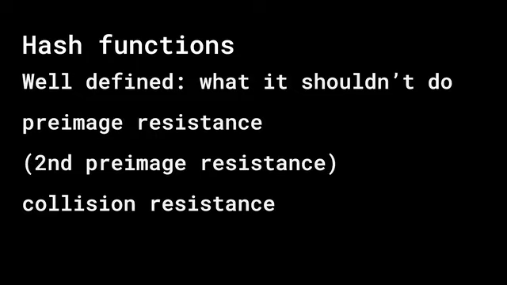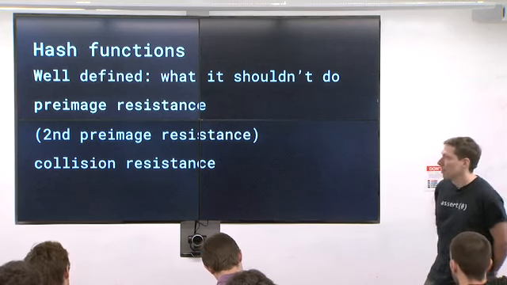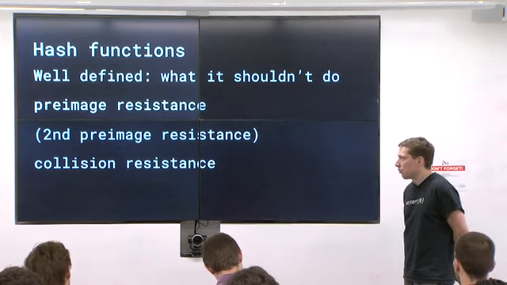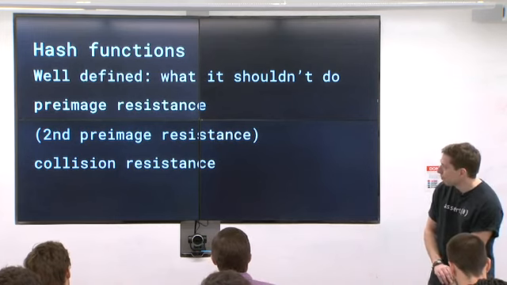Okay, and a little bit more well-defined. Generally, the hash functions are defined by what they should not do. So the 3 main things they should have: pre-image resistance, second pre-image resistance, which I'll sort of skip over, and collision resistance. And we can define what these things are.